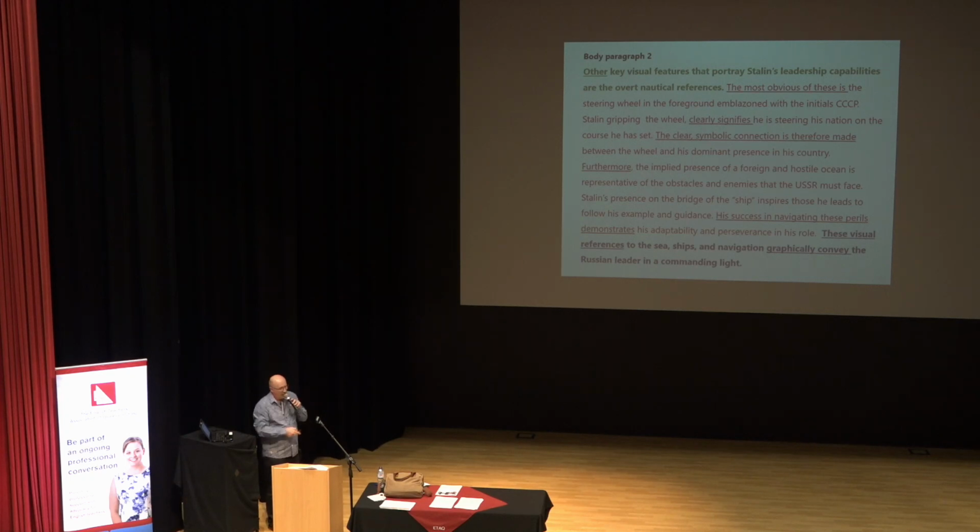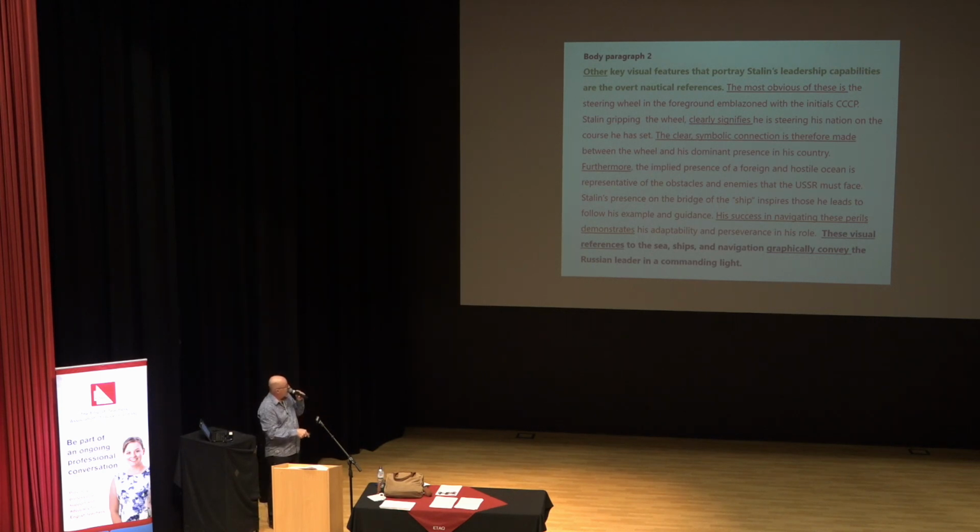So we would have noticed some in the previous paragraph anyway. Okay. Because they're there. All these features appear in all of these paragraphs. We're just going to be highlighting one feature each time. So other key visual features that portray Stalin's leadership capabilities are the overt nautical references. That's what this paragraph's going to be about. But what do these overt nautical references say about his leadership? The most obvious of these is the steering wheel.